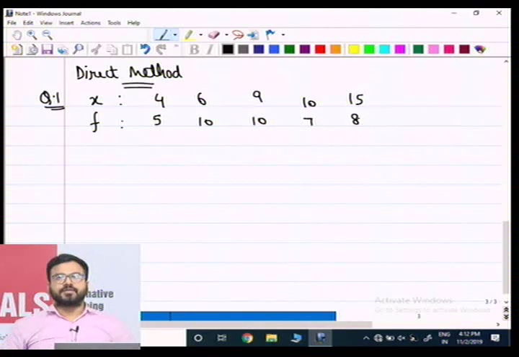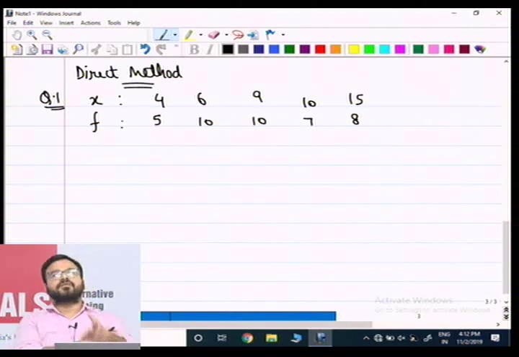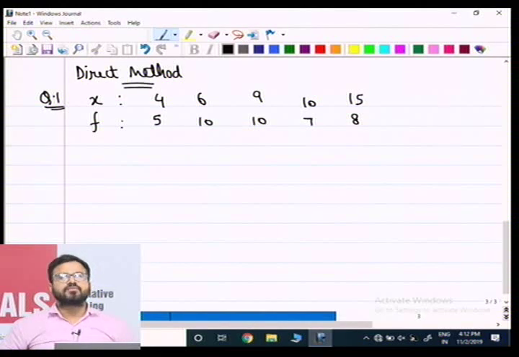Suppose this is the data given, and it only says find the mean of this following data. Nothing is mentioned about which method we have to use to calculate. We can see the values are very small, so we can calculate it by the direct method. Let's say these are the marks: x indicates the marks of the students out of some maximum marks, and frequency indicates the number of students.